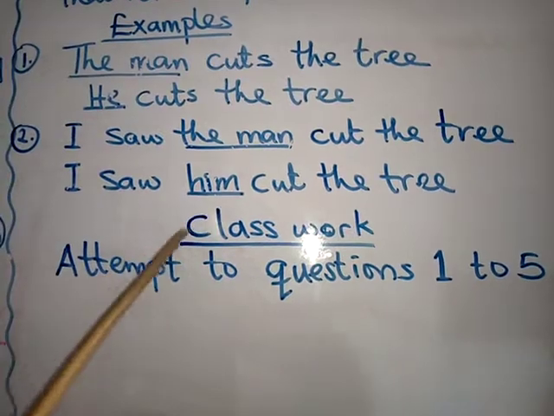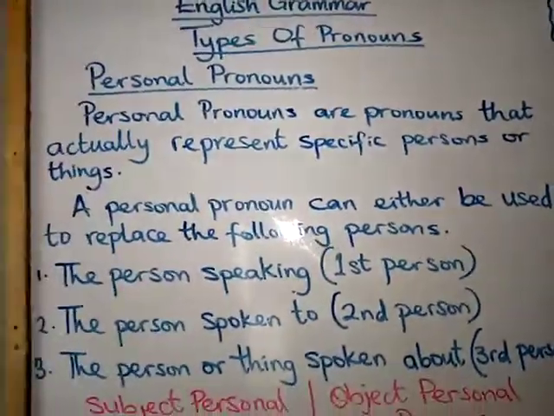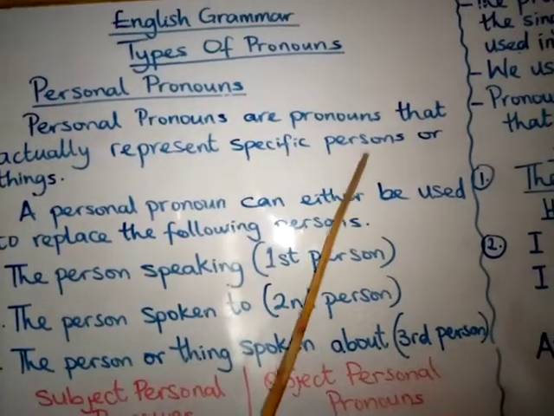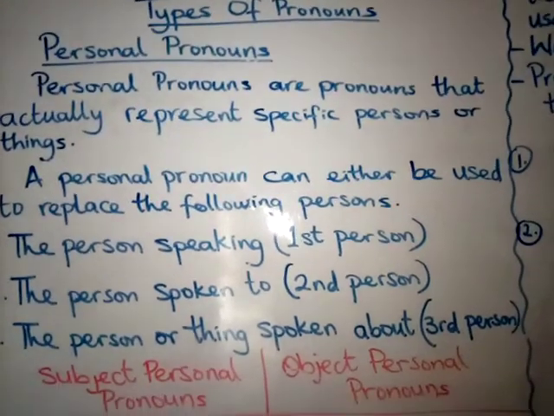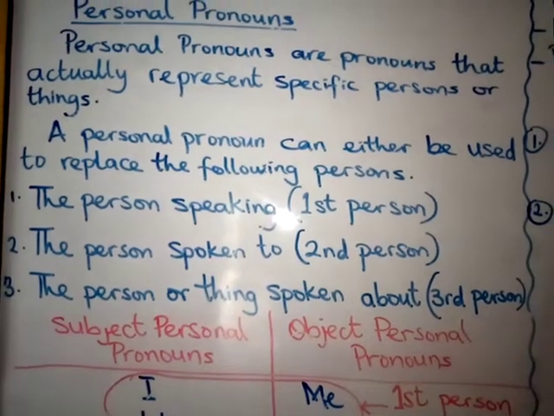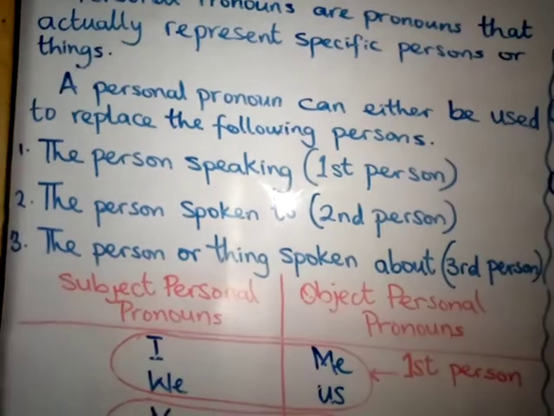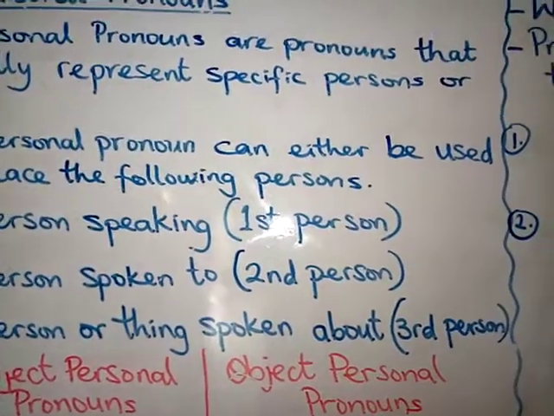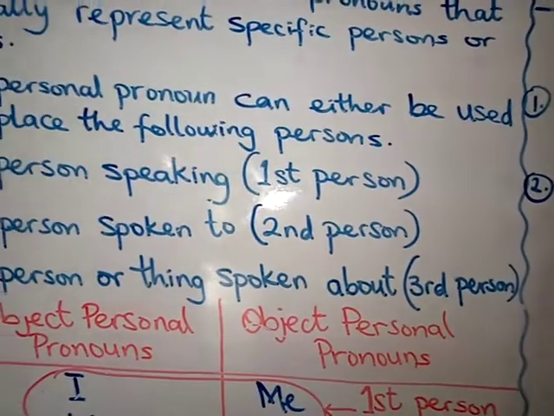Now the classwork. But before we go to the classwork, let us quickly go through what we have been studying. Personal pronouns are pronouns that actually represent specific persons or things. A personal pronoun can be used to replace the person speaking, the person spoken to, or the person or thing spoken about. The person speaking is referred to as the first person. The person spoken to is the second person. And the third person could be the thing spoken about or the person spoken about.